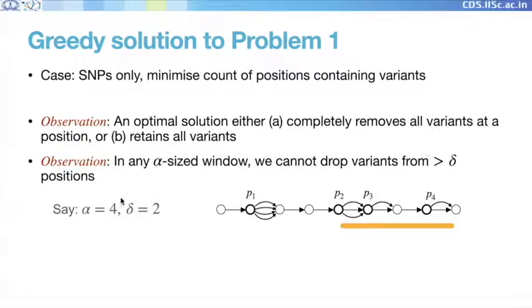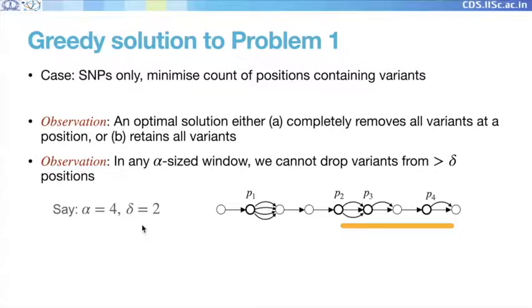So in this toy example with alpha equals 4 and delta equals 2, note that we will violate the alpha delta constraint if all variants from positions P2, P3, and P4 are removed. Because if the variants at all of these three positions are dropped, then for this alpha sized path or window, we will have three positions where variants are removed. So this will violate the delta equals 2 constraint.